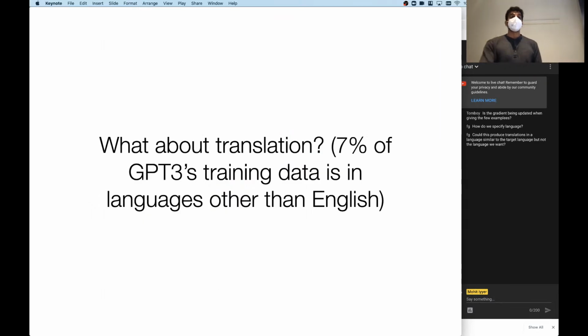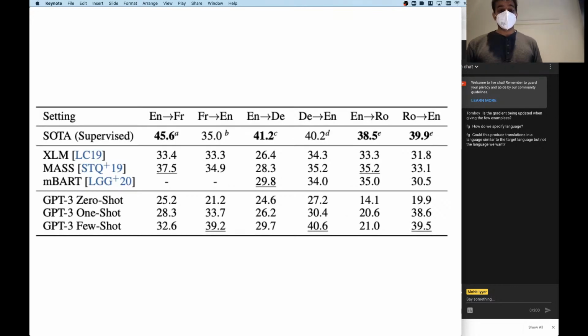Okay, so let's look at translation. Translation is the example we started with here, translating like cheese into French. Note that 7% of GPT-3's training data is in languages other than English. So they trained it on this dump of like the common crawl that was kind of cleaned, but it's hard to actually clean it fully. There's a lot of non-English data. Even 7%, although it seems small, remember we have 300 billion tokens, so it's actually quite a lot of non-English data.